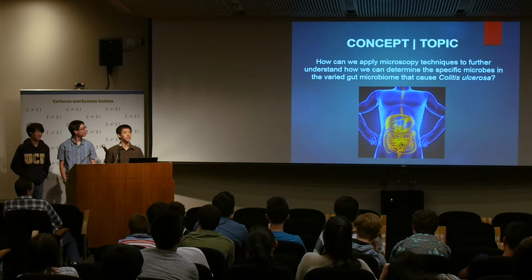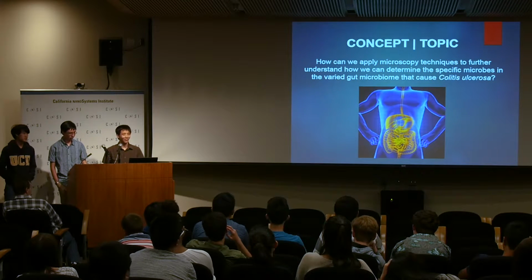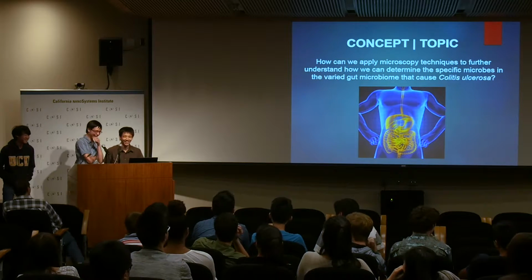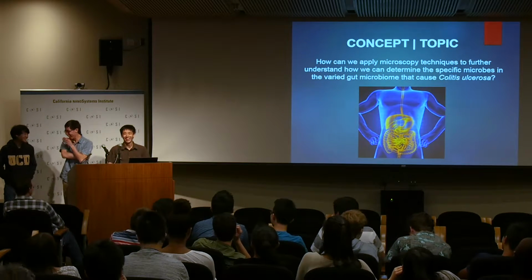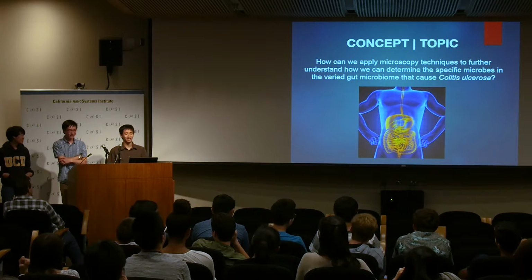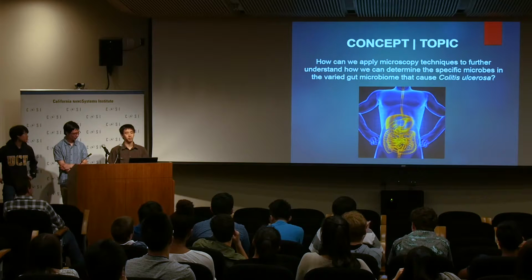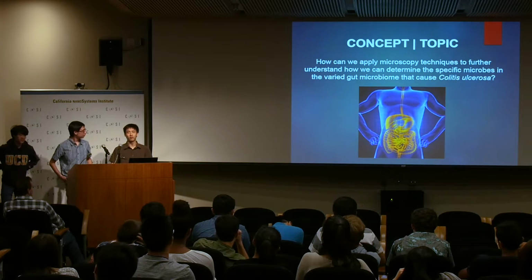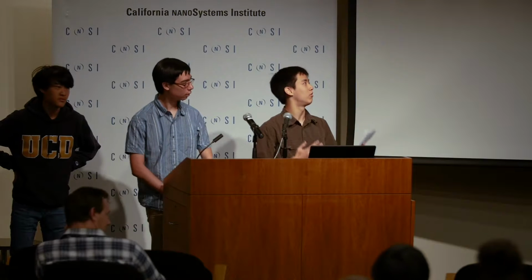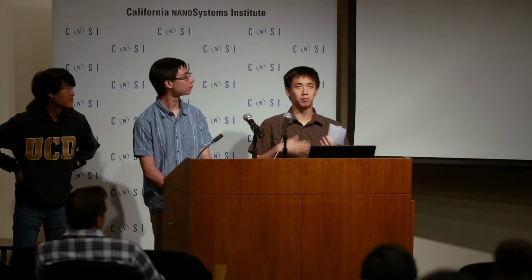So the main question we're trying to answer is how can we apply microscopy techniques to further understand how we can determine the specific microbes in the varied gut microbiome that cause colitis ulcerosa. Like Caden said, despite many tests to determine the specific cause of colitis ulcerosa, unfortunately, they haven't found much about what the cause is. So based on the confocal microscopy techniques that we will explain later, this is how we propose to address the issue of how to find the cause of this disease.